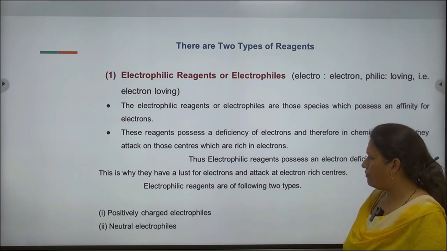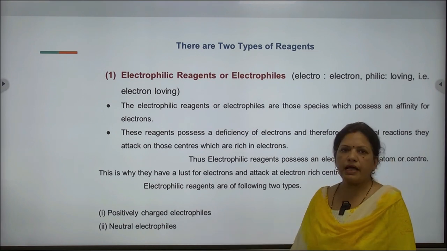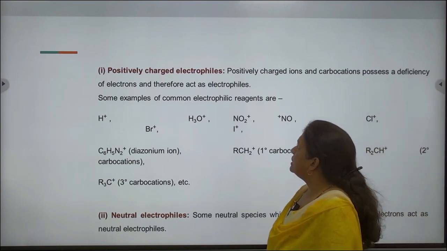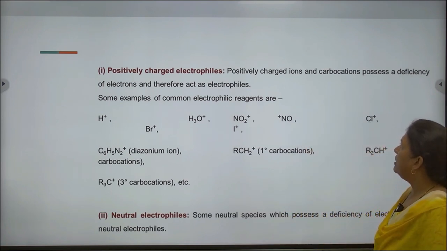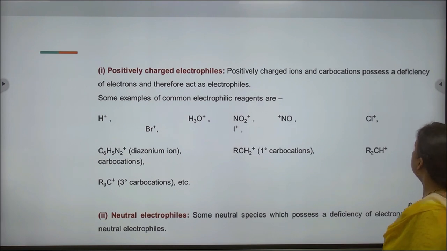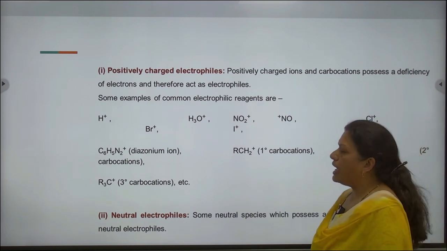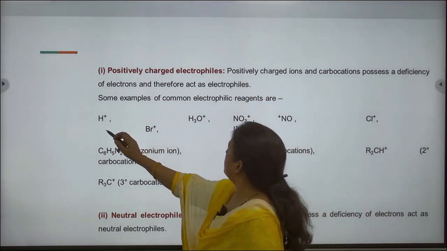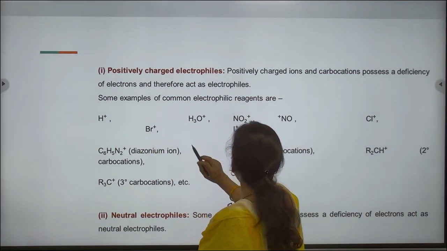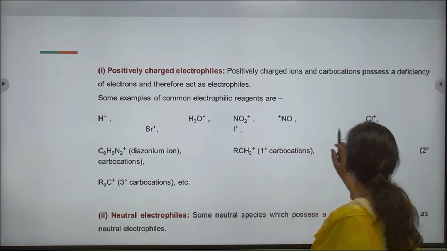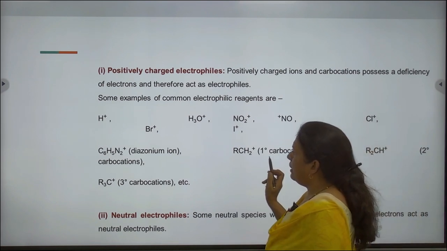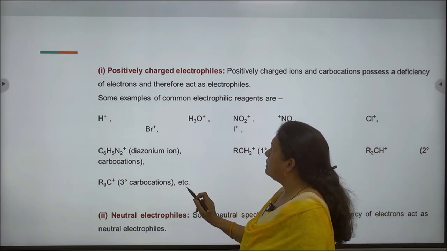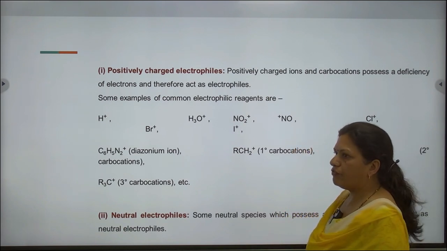Electrophilic reagents are of two types: positively charged electrophiles and neutral electrophiles. First, positively charged electrophiles. Positively charged ions and carbocations possess a deficiency of electrons and therefore act as electrophiles. Here, hydrogen ion, bromine ion, hydronium ion, nitronium ion, nitrosonium ion, chlorine ion, diazonium ions, and primary, secondary and tertiary carbocations act as positively charged electrophiles.